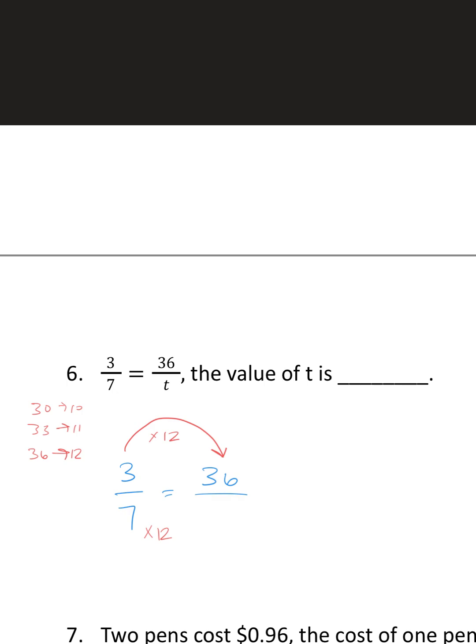I'm going to do the same thing here. 7 times 12. 7 times 10 I know is 70. 7 times 2 I know is 14, and 12 is a combination of both, so I know that that answer is equal to 84. So my correct answer for question 6 should be 84.